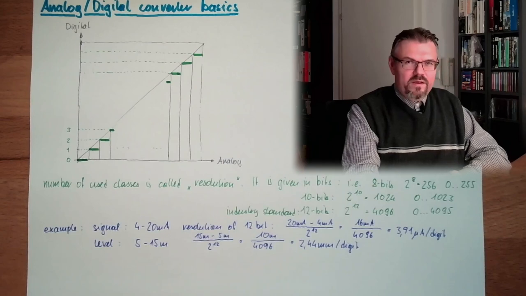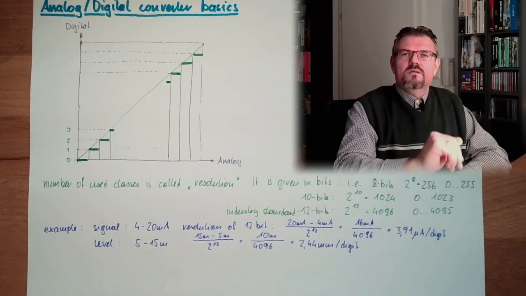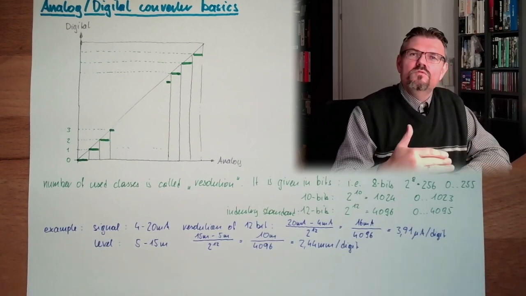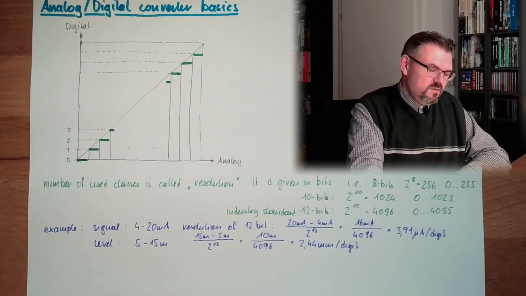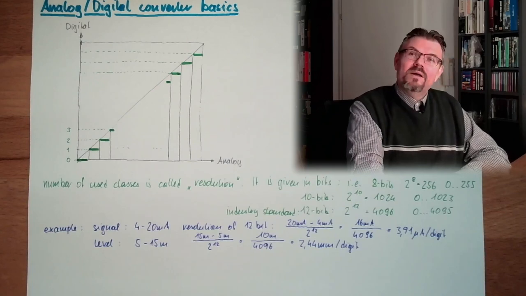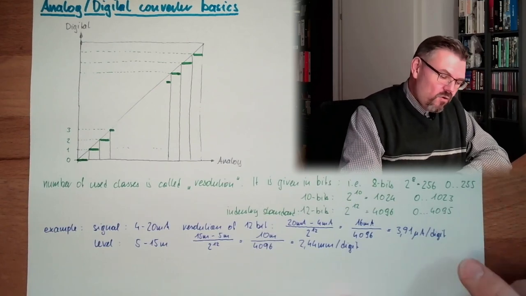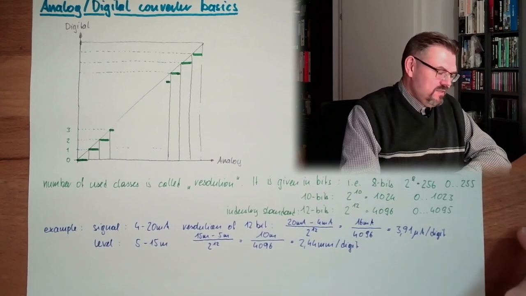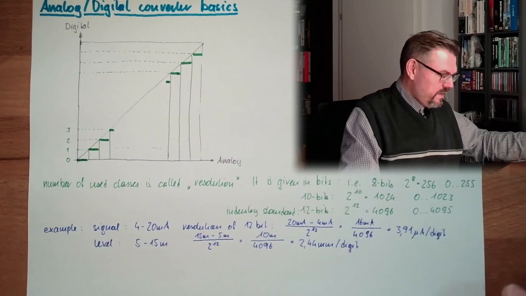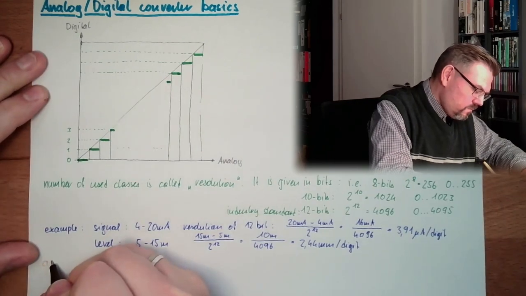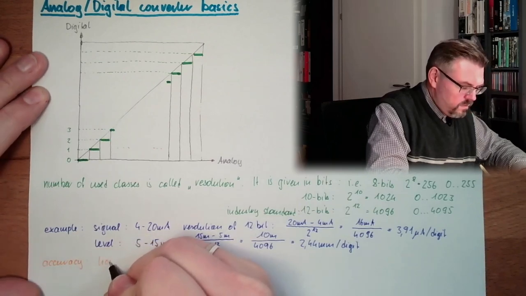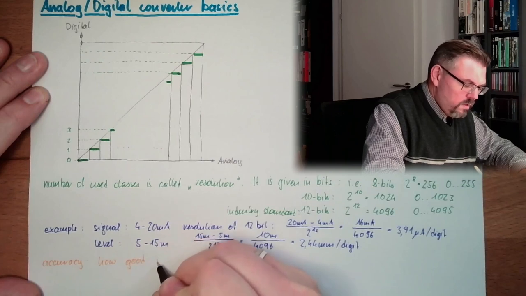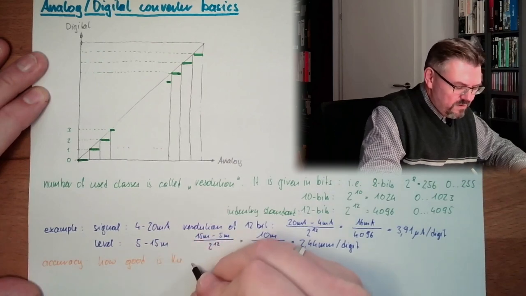If I want this to be more accurate, I can simply double the resolution. I can use 13-bit. Then I don't have 4096, but 2 times 4096, because every additional bit doubles the number of ranges. Yeah, but it's not that easy, because right now we would need an accuracy. So accuracy: how good is the measurement?